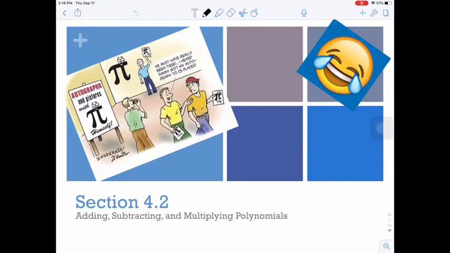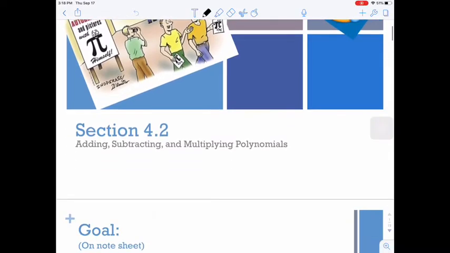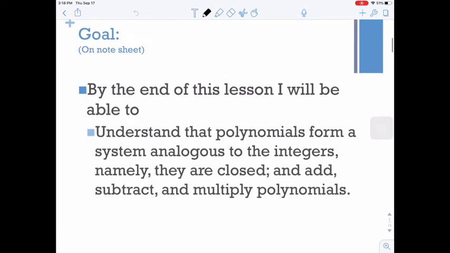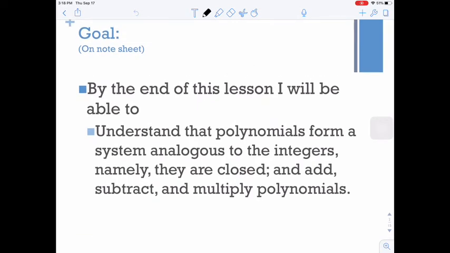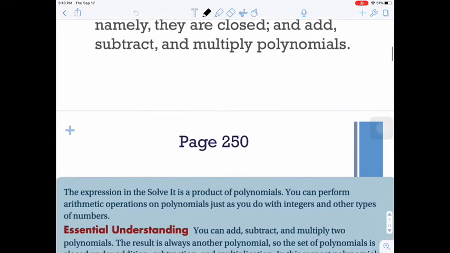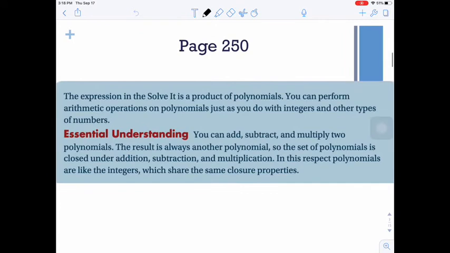Section 4.2 is adding, subtracting, and multiplying polynomials. Our goal is to understand that polynomials form a system analogous to the integers, namely they are closed, and we can add, subtract, and multiply polynomials. On page 250, we have the expression in the solvent is a product of polynomials.